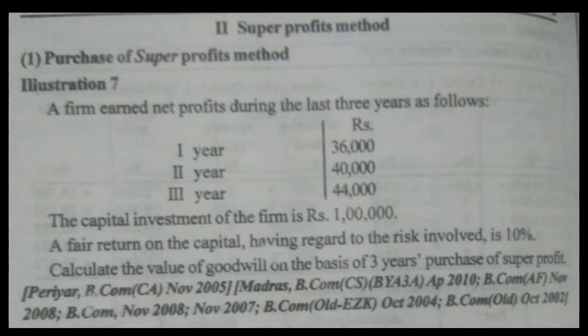So from the sum we can make out the 3 years' profit is given there. Then the amount of capital invested is nothing but the capital employed. Then the fair return on the capital having regard to the risk involved, 10%, is nothing but your normal rate of return. Fair return is nothing but your normal rate of return, that is 10%. Now let us see the answer.